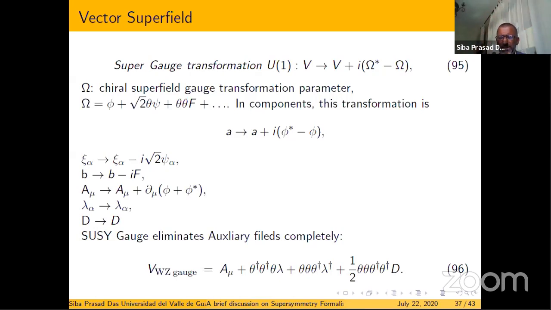So once you make a super gauge transformation on the vector superfield, you get rid of all the auxiliary fields from the theory. This is called the Wess-Zumino gauge, named after Julius Wess and Bruno Zumino. So this V is called the vector superfield in the Wess-Zumino gauge. This is one of the most important constructions. That means I am completely eliminating the auxiliary fields from the vector superfield.